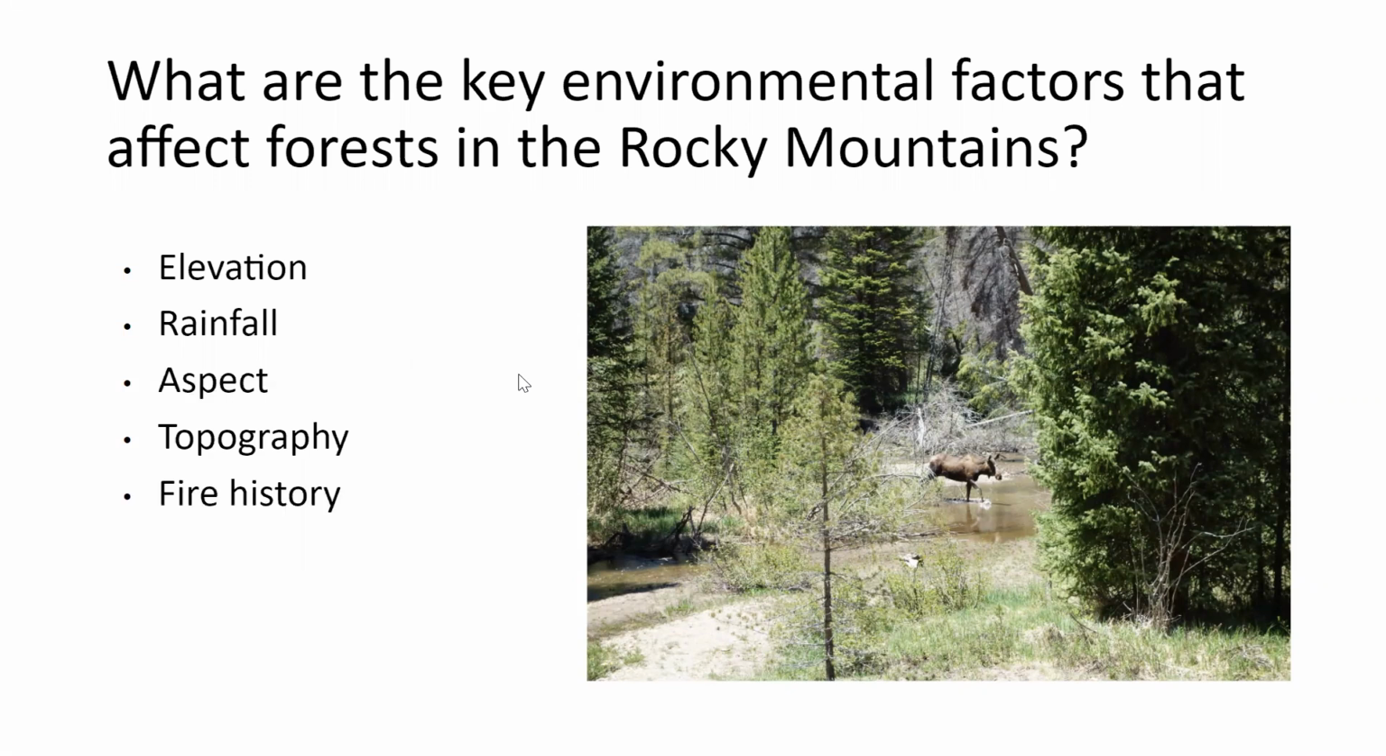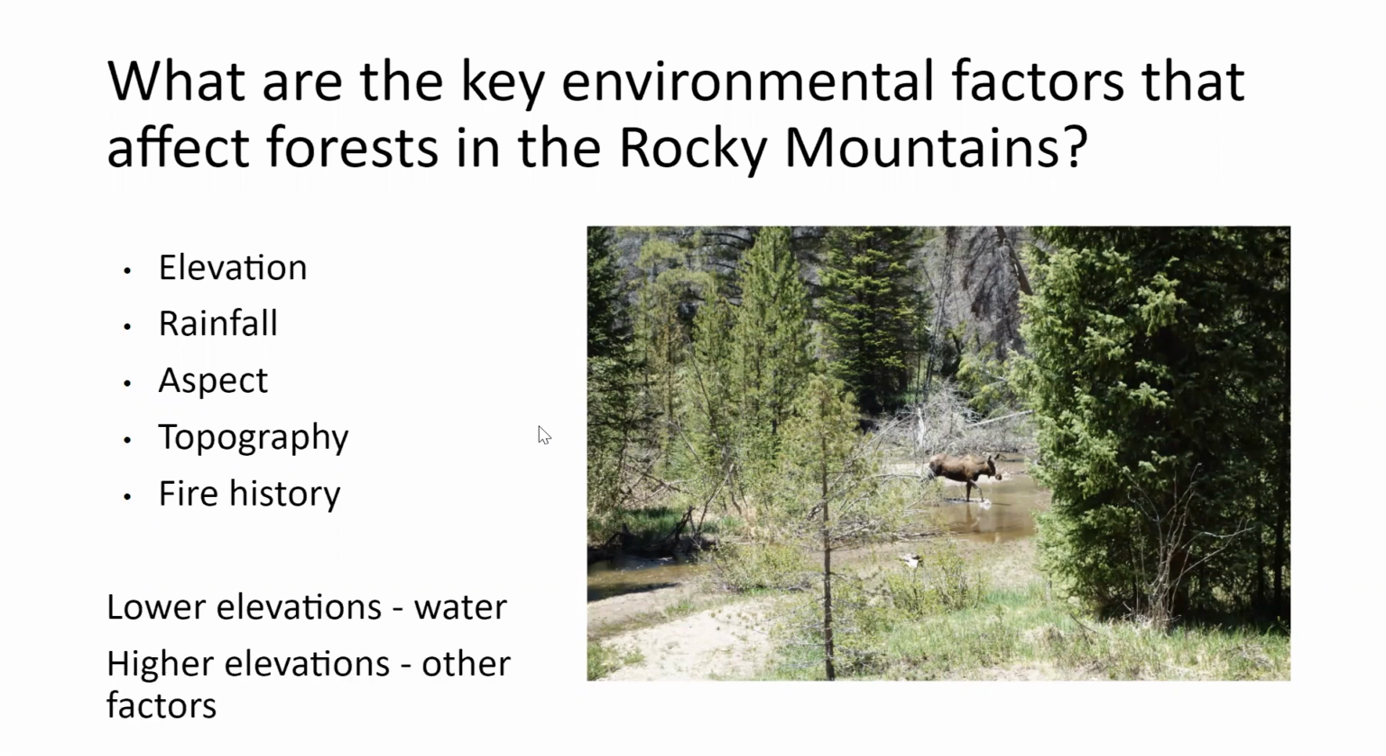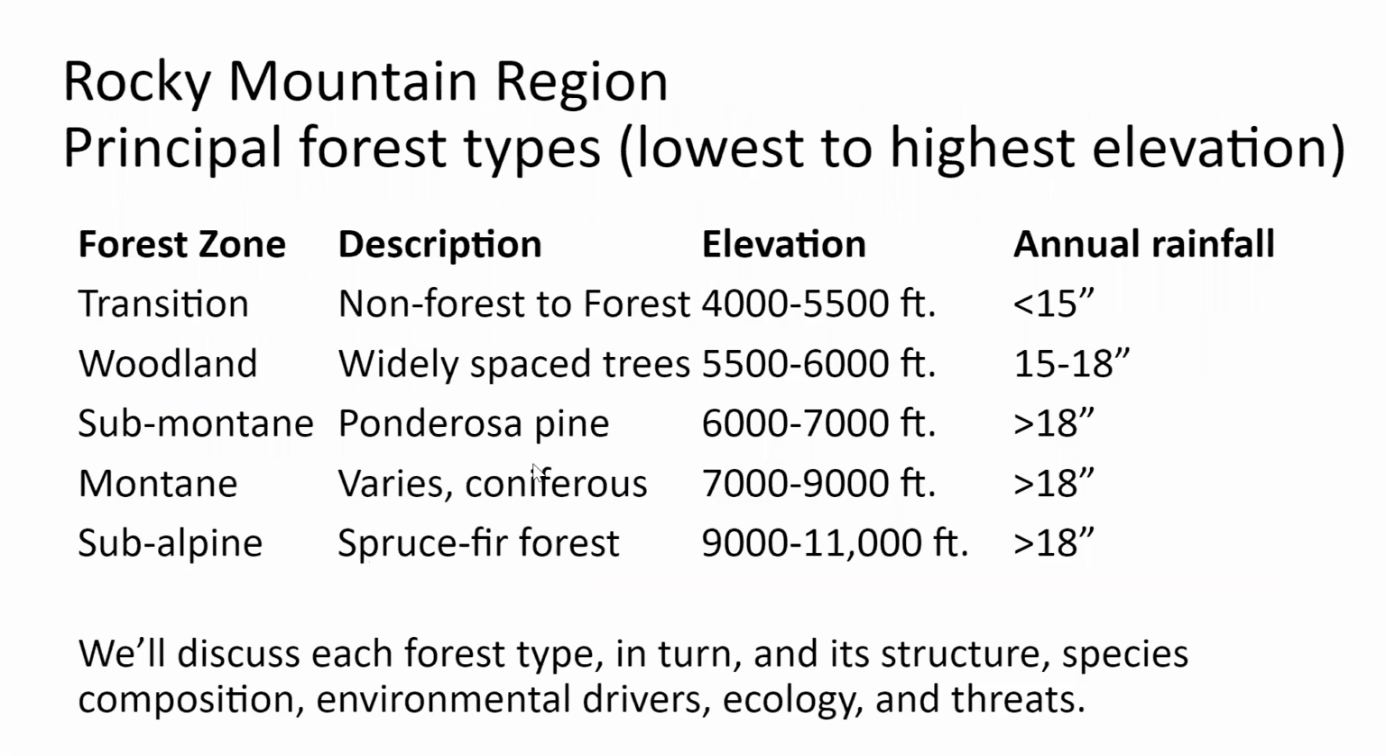The fire history is a really important factor here. Fire is a major disturbance in the Rockies, and there is a lot of fire history and fire change, even in the last couple of decades. At the lower elevations, water and moisture is the limiting factor for tree growth. And then at the higher elevations, we have other factors. So snowfall, you definitely reach climatic tree line in the Rockies as well.